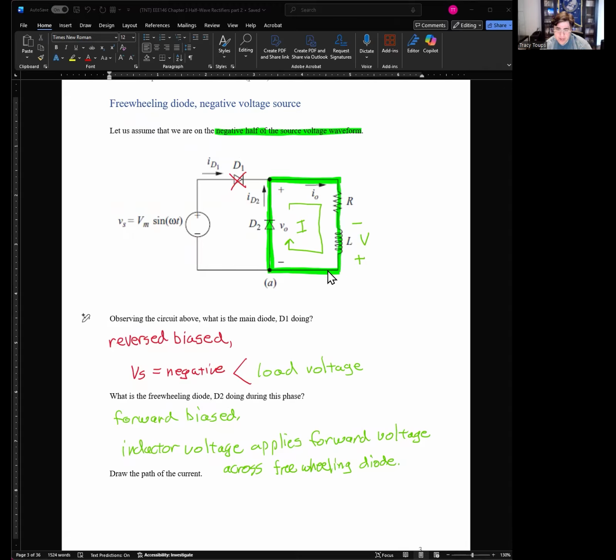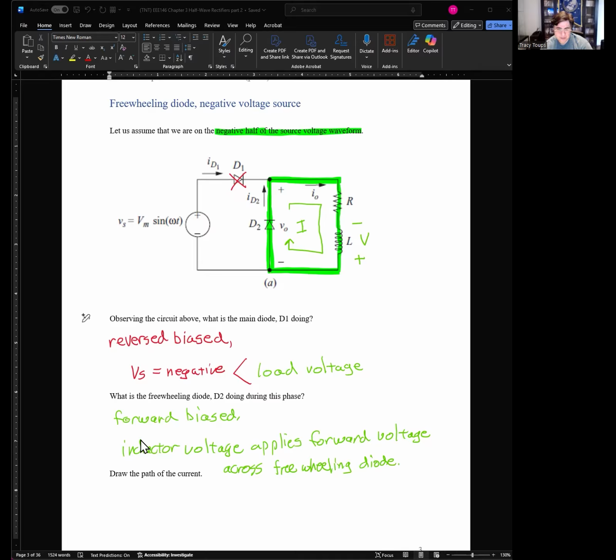And it's going to want to flow out down this path. It cannot flow to the source because this is a positive voltage, so it's not going to want to do that. Instead, it's going to flow down through D2 to right here, where this is now the 0 volts of the circuit. And it's going to flow back to the resistor and inductor, so it's going to flow in this fashion through diode D2.